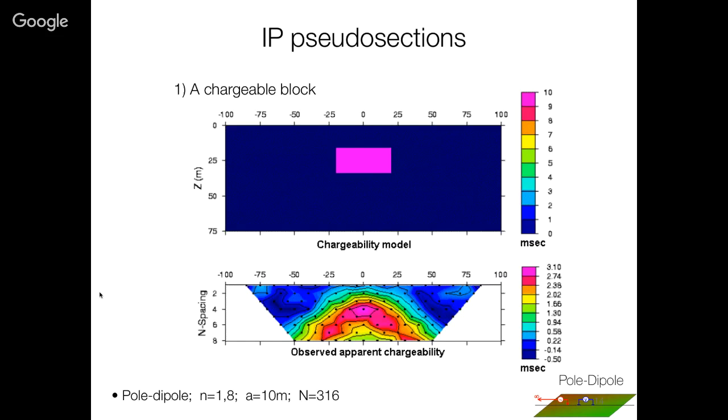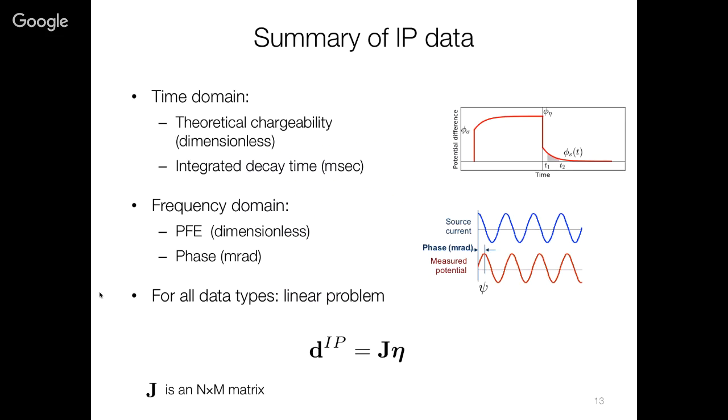We're collecting these IP data in exactly the same way that we were collecting DC resistivity data, right? So we can go ahead and plot them up in the same way. So we can use pseudosections.